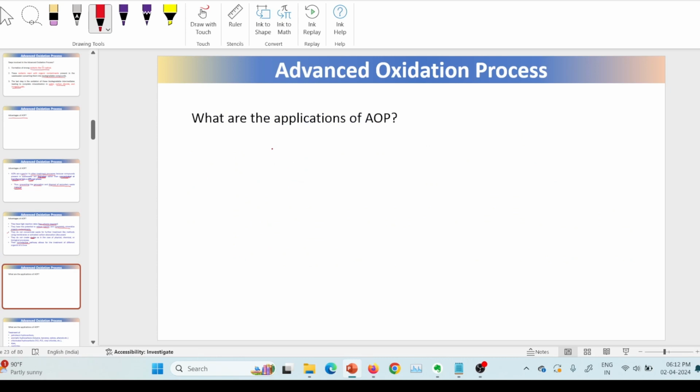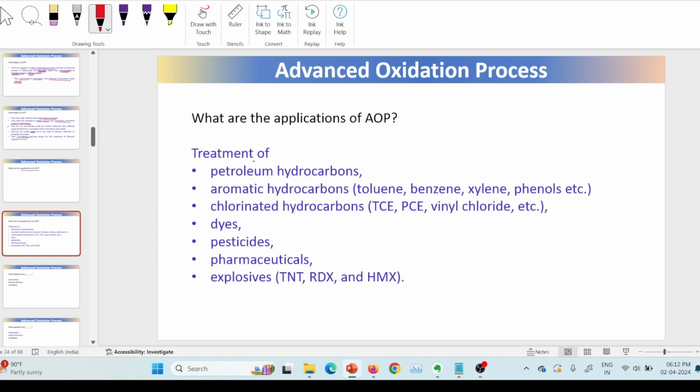What are the applications of AOP? So the applications are in treatment of petroleum hydrocarbons, aromatic hydrocarbons like toluene, benzene, xylene, phenols, they can be treated. Fluorinated hydrocarbons like TCE, PCE, vinyl chloride, etc. Dyes can be treated. Pesticides can be treated. Pharmaceuticals can be treated. Explosives can be treated.